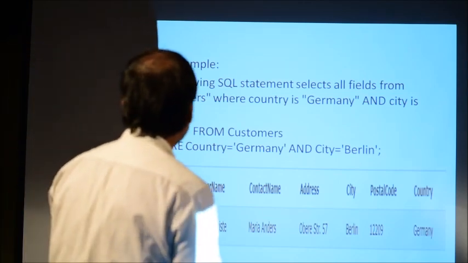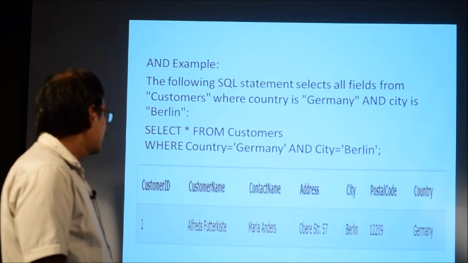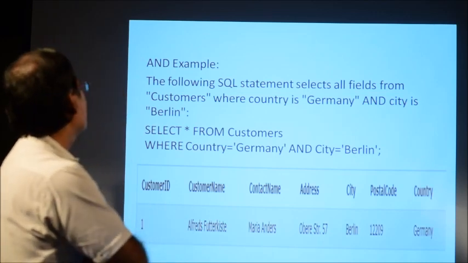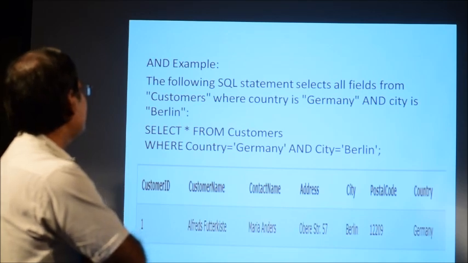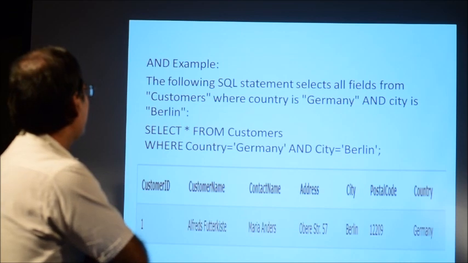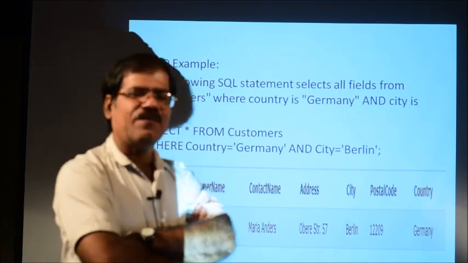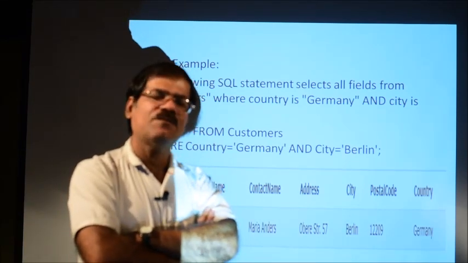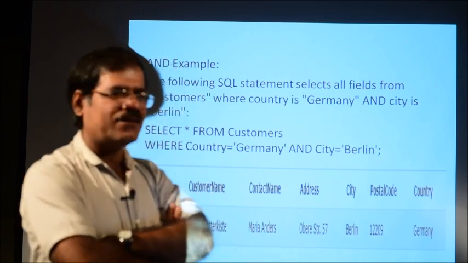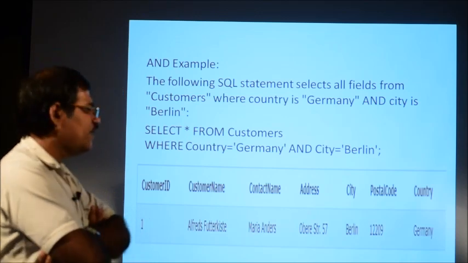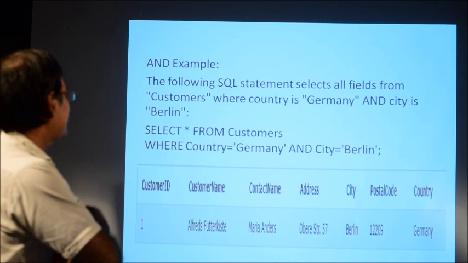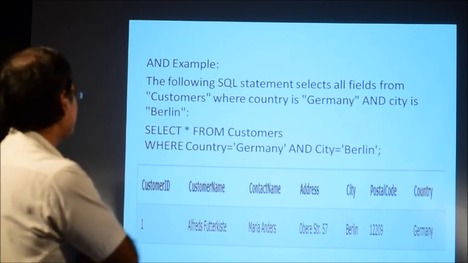Very simple example of AND. In AND cases it is a logical operator, meaning both conditions must be true: both condition 1 and condition 2 must be true. Only if both conditions are true will the statement execute. So, here there are two conditions connected by AND.